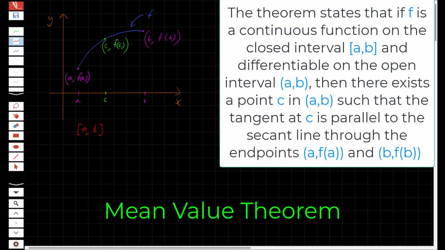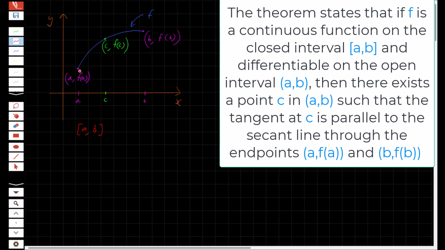In this video, we're going to look at the mean value theorem. The mean value theorem tells us if we have a continuous function defined on the interval between a and b here, and we've called this function f in blue here, there is a point c in between a and b where the slope of the tangent line, so this line here, is equal to the slope of the line through A and B, or the chord line.